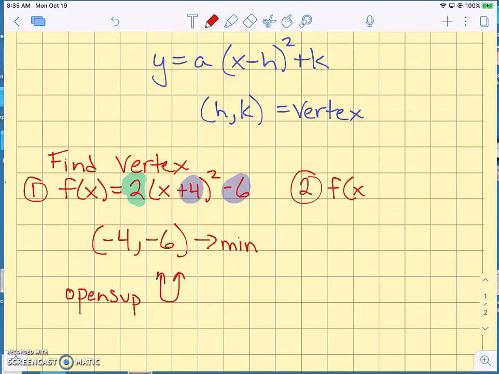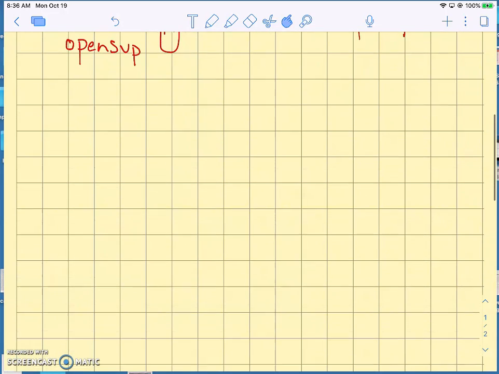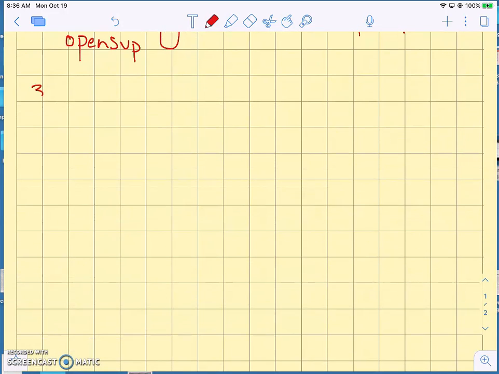Let's say we had f(x) equals (x minus 1) squared plus 2. Again, if we look at this, there's our vertex. And our a value is just out in front here, so it's a 1. So our vertex here is the opposite of -1, so +1, and 2: (1, 2). It opens up, so again, it's a happy parabola. So this has to be a minimum again. And we're going to take a look at a total of 4 of these.